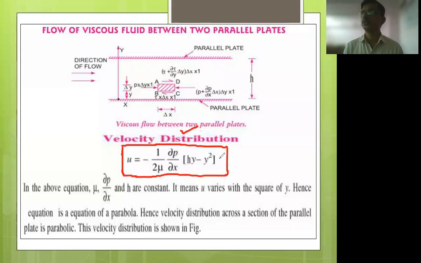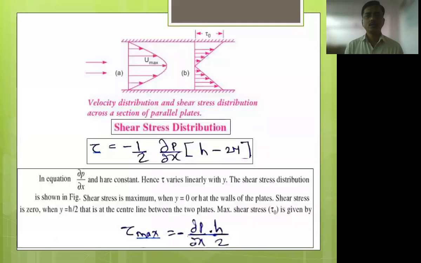Have all of you noted down this formula? Okay. Then shear stress distribution. Write the title, shear stress distribution, and write this formula. Tau is equal to minus 1 by 2 del P upon del X in bracket small h minus 2y.